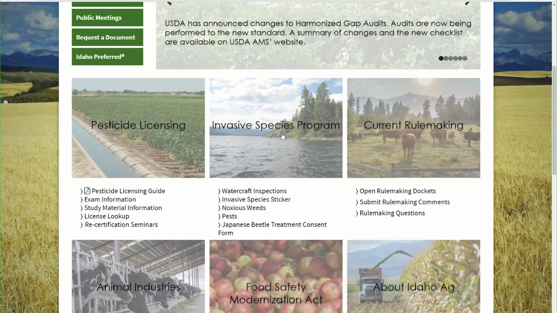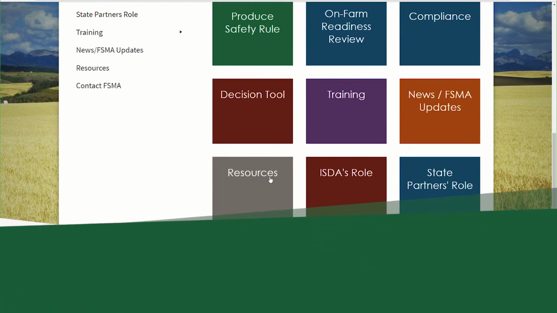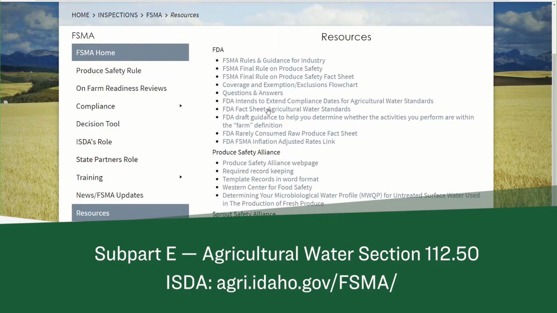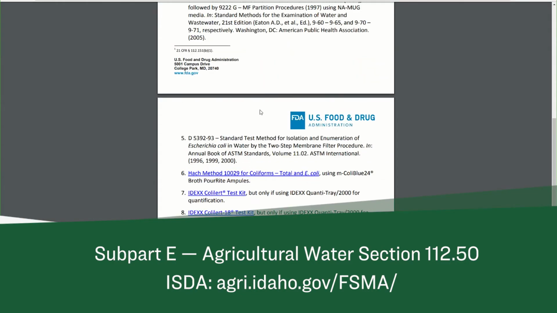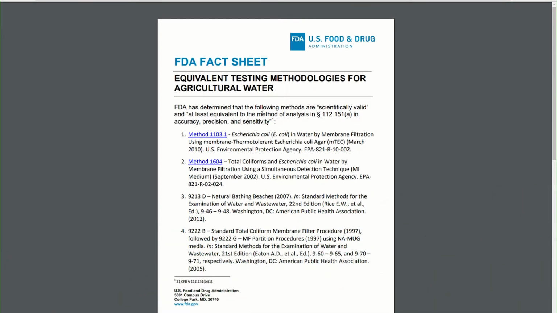There are 9 water testing methods approved by FDA as acceptable for use in testing agricultural water. If you choose to use a method outside of the 9 approved methods, you must have documentation to support any equivalent analytical methods. For a list of the 9 methods approved by FDA and many other useful resources, please visit the Idaho State Department of Agriculture website under the Food Safety Modernization Act page. Remember, all 9 of the agricultural water record-keeping requirements can be found in Section 112.50 of the FDA Produce Safety Rule.